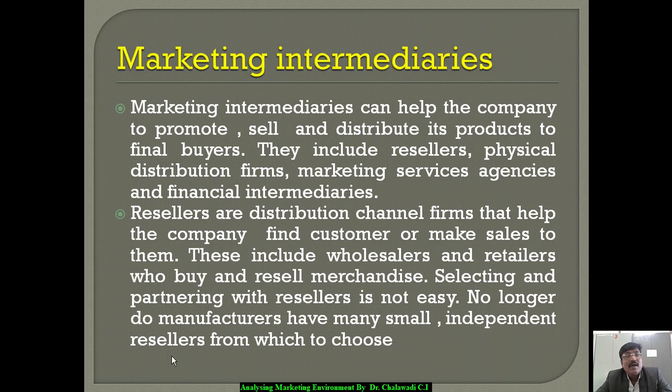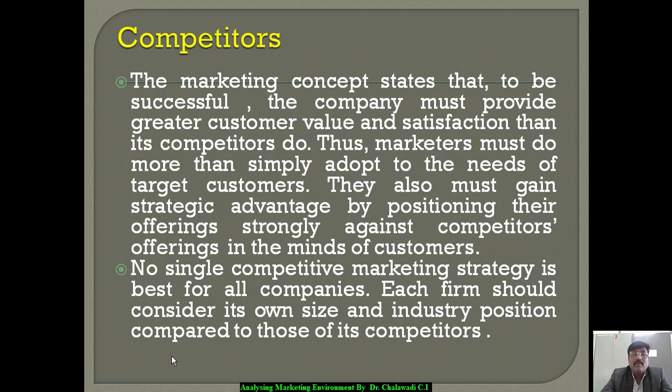So if I am the wholesaler for X product, I am the wholesaler for Y product, I may become the wholesaler for Z product, whatever it is, right? So that's why no longer do manufacturers have many small independent resellers from which they select, right? So that's why marketing intermediaries are also one of the important forces or important actors that come under the micro environment.